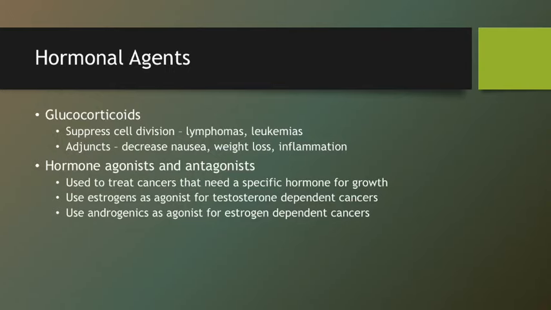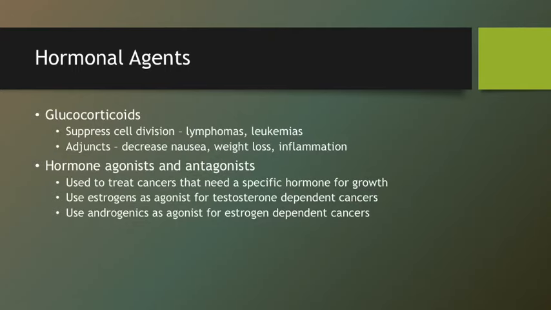Hormonal agents like glucocorticoids can suppress cell division, and they're also used as adjuncts. Adjuncts are something that's used to mediate the effect or to help increase the effectiveness. So, glucocorticoids can decrease nausea, weight loss, and inflammation. You think about glucocorticoids can increase the mental state too, right? Because they kind of make you euphoric. If you stay on them long enough, they make you euphoric.